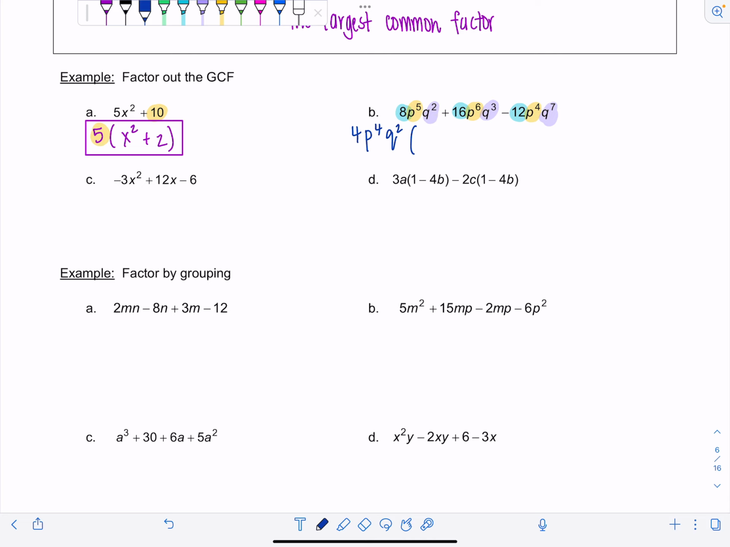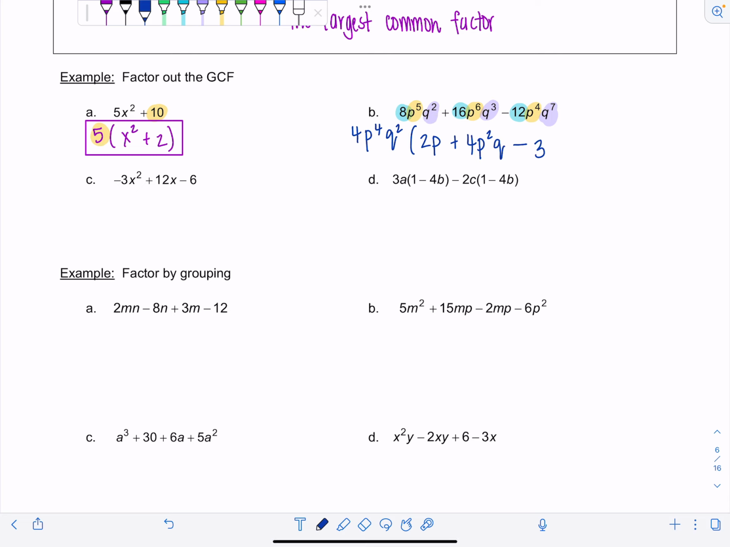So first term, 8 divided by 4 is 2. If I take out 4 factors of p, I'm just going to have p to the 1st and no more q's. Plus 16 divided by 4 is 4. P to the 6th, I'm taking out 4 of them, so I'm only going to have 2 left. We subtract. And then q cubed, I'm taking out 2 of them, I only have 1 left, q to the 1st. Good. And then minus 12 divided by 4, that's 3.